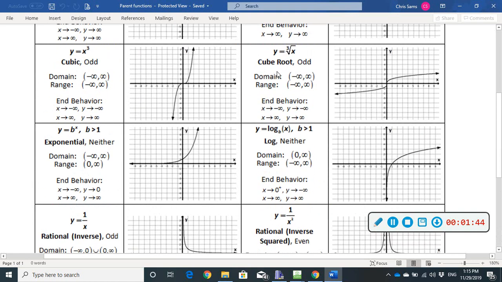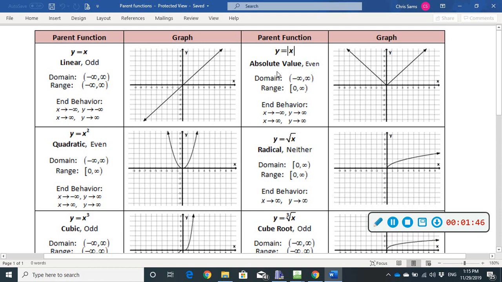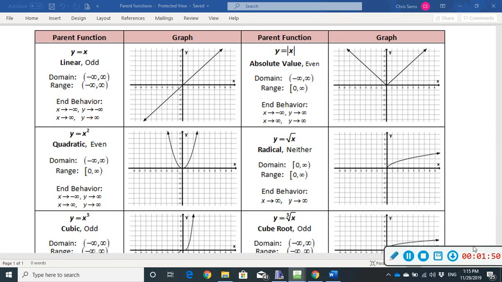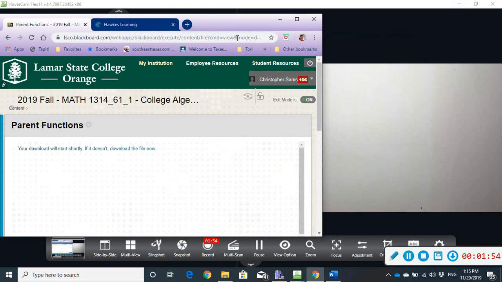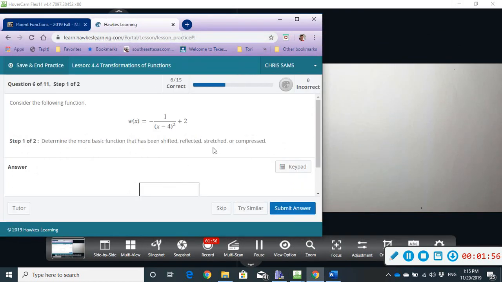So we got several of them listed. Now this is not all, but this is most of the ones that are common to what we'll be using in algebra. And so this is for you here in Blackboard. And this problem here is just asking which one of those functions are we dealing with.